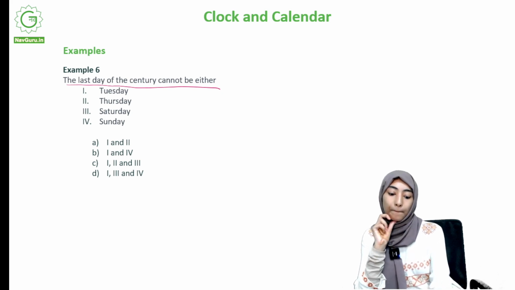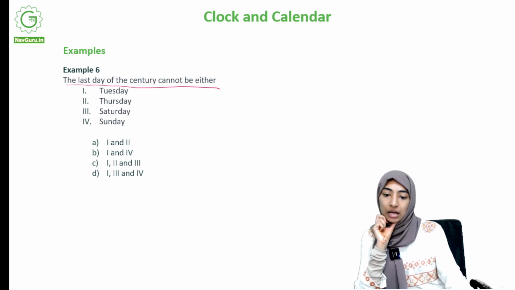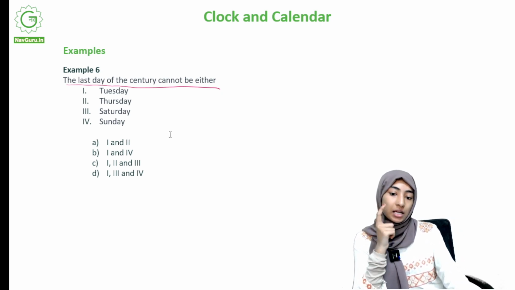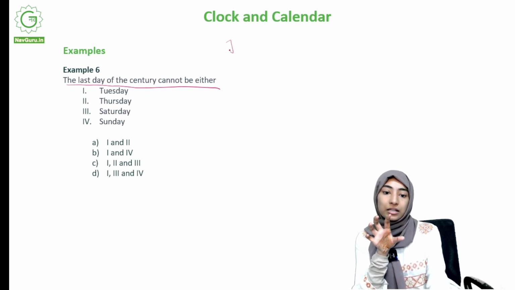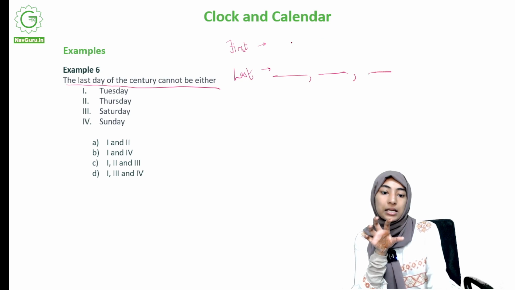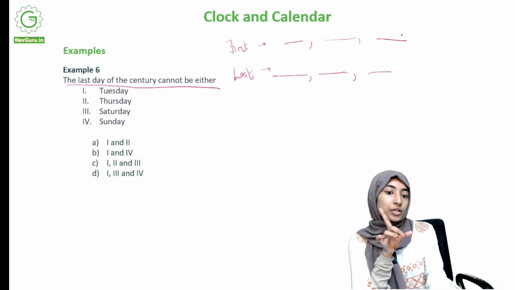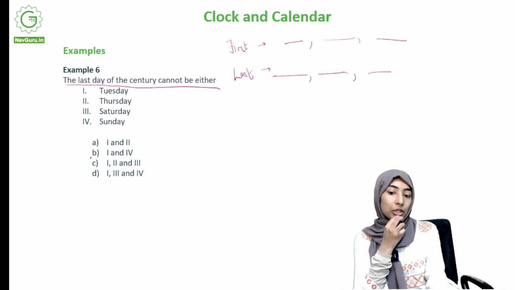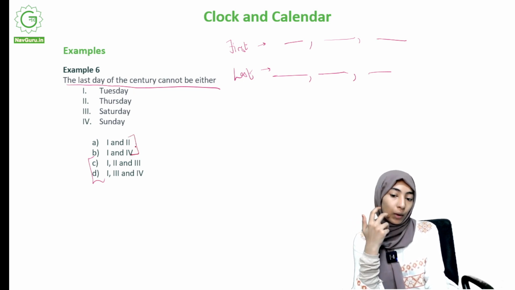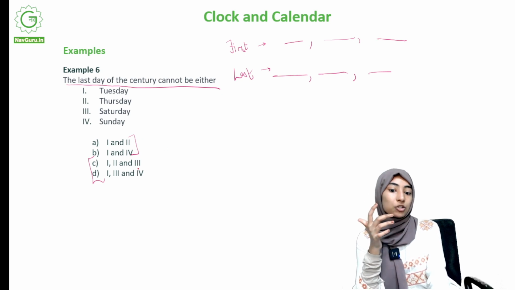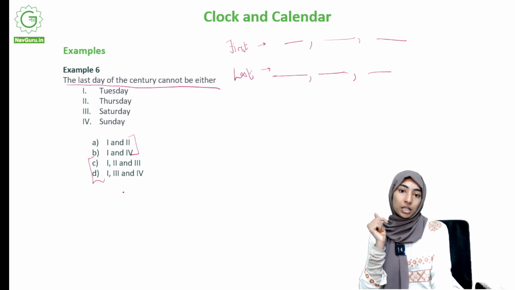Okay, so what is the answer? First of all, I'll tell you how the options are useful. If you remember, for both the first and last day of the century, you have 3 days that it cannot be. The last day cannot be those 3 days, and the first day can also not be those 3 days. So it is likely to be these two options, but then again not all days are mentioned, so it can also be these two options. If all days were mentioned, then you can say it will be either C or D.